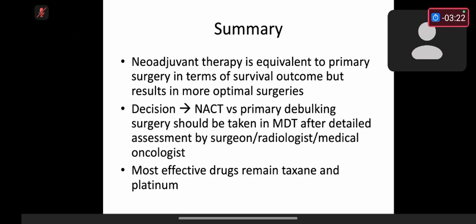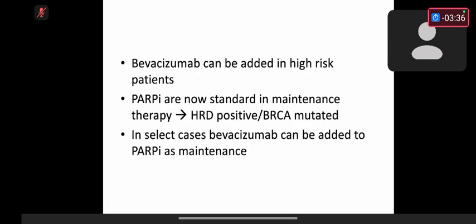So just to summarize, neoadjuvant therapy is equivalent to primary surgery in terms of survival outcome, but results in more optimal surgeries. Decision should be taken in MDT after detailed assessment by surgeon, radiologist, medical oncologist. Most effective drugs remain taxane and platinum. Bevacizumab can be added in high-risk patients. PARP inhibitors are now standard of care in maintenance therapy in HRD positive and BRCA mutated. And in select cases, you can add bevacizumab to PARP inhibitor as maintenance. So I conclude my talk here, and any questions are welcome.